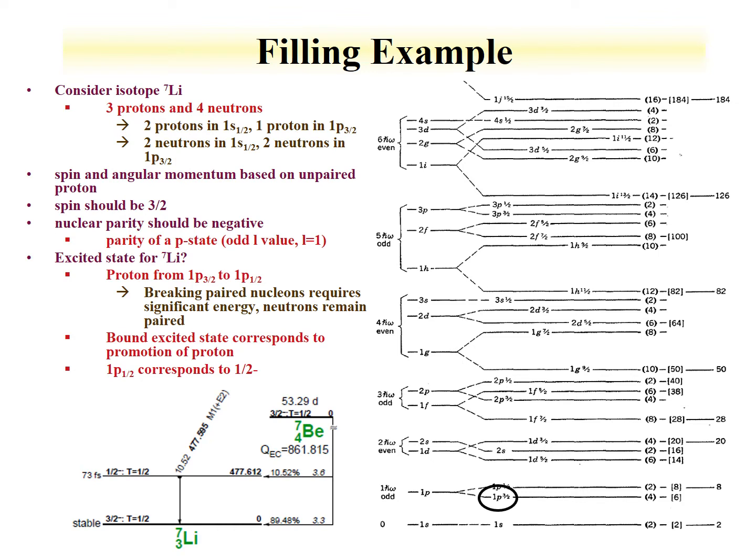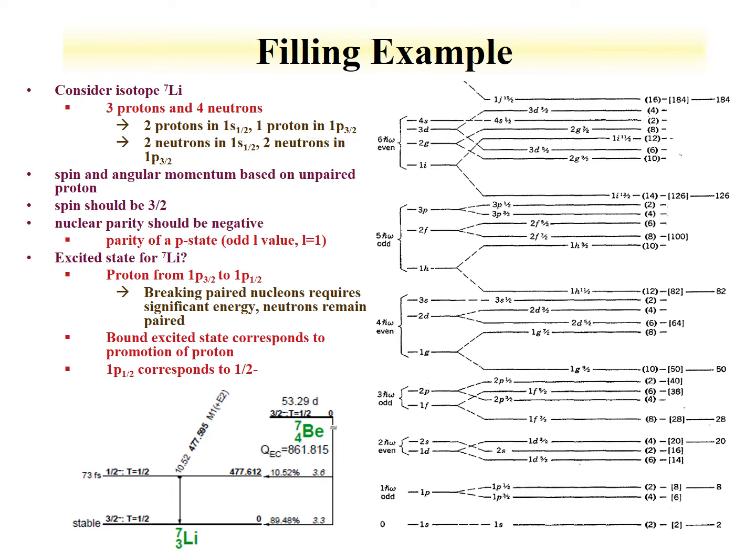We see here, this is the state that it occupies, and the 1p3/2 correlates to the 3/2 minus ground state. The excited state, shown here, of lithium-7 is 1/2 minus. So the question is, if I have an excited state, I can either take the unpaired proton and excite it, or split one of the paired neutrons and excite one of those. It's much easier for the first excited state to just take the unpaired nucleon and excite it. So the unpaired nucleon would be living in this 1p3/2. The next state up would be the 1p1/2 state.